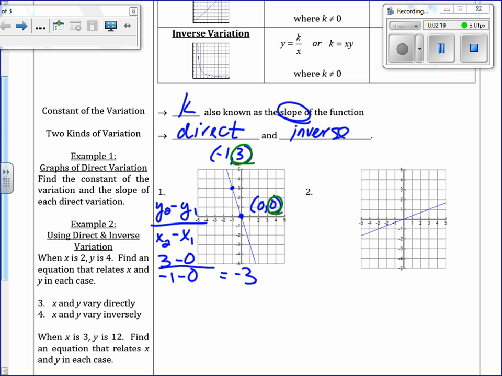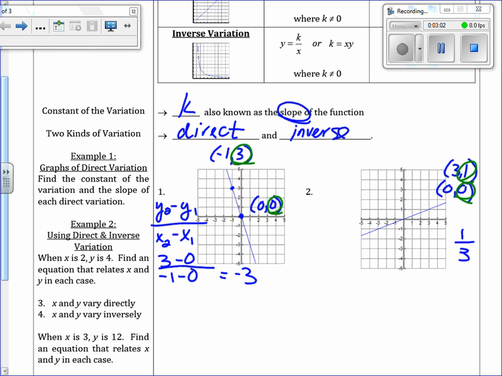Okay? Here, I have 3, 1, and I have 0, 0. All right, so I could go ahead and use my slope formula and say y2 minus y1 over x2 minus x1, and I have my y values, so 1 minus 0, 1, 3 minus 0, 3, and that's going to be my constant of the variation, 1/3. I really didn't have to subtract that.